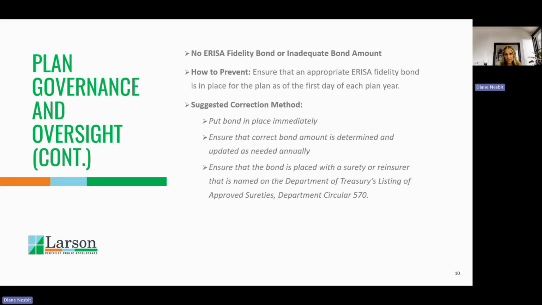This coverage is unique coverage. It needs to explicitly state that it is covering the ERISA fidelity bond requirements. Sometimes maybe the insurance company can have a rider that is with your business liability insurance policy, but sometimes they don't write this coverage, and you need to make sure that you have someone that is named on that listing.